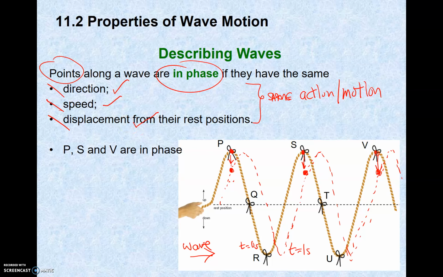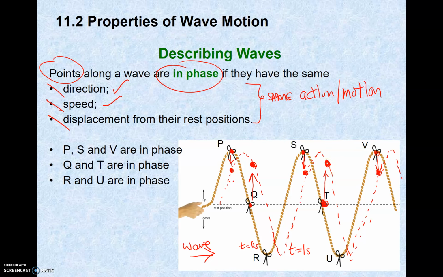So likewise, you can take a look. Q and T are actually in phase. For example, Q is here. 1 second later, Q will be upwards, so Q actually moves upwards. T, same thing. It is at the rest position, and later on it will actually move upwards, which is T here. So you'll find that Q and T are two particles that are in phase. How do I know they're in phase? Because 1 second later, Q and T actually move upwards in the same direction, by the same magnitude, having the same displacement from the rest position. Likewise, other points like R and U are also in phase with the same explanation.